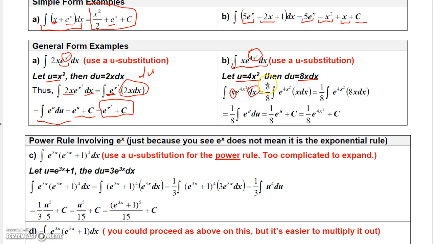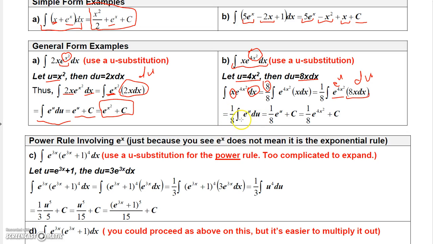Remember that trick: you can multiply the inside by 8 and leave the 1/8 on the outside. If I multiply the inside by 8, that gives me an 8x dx, and I can do that as long as I have a 1/8 on the outside. So now this is e to the u, and this portion in the parentheses is du. And then I've got the 1/8 on the outside, so that's just 1/8 e to the u du.